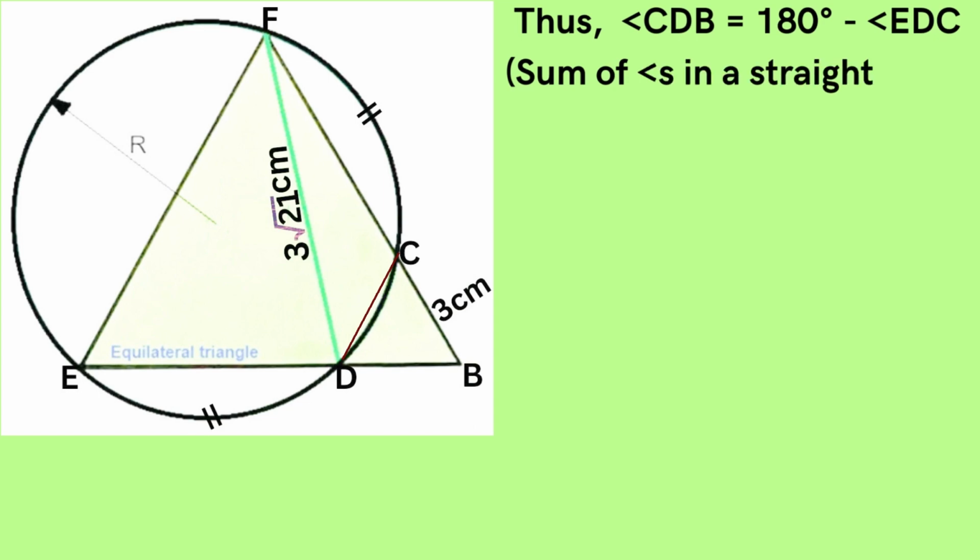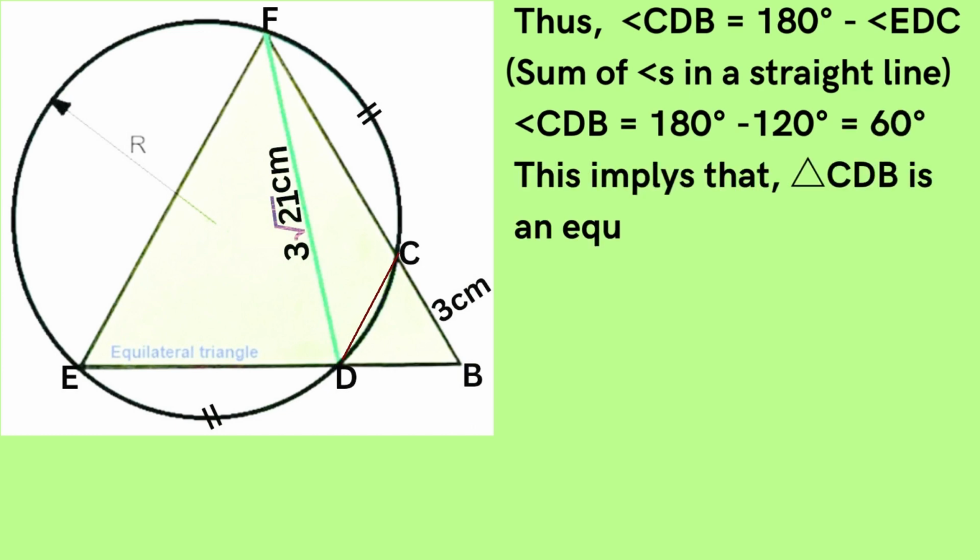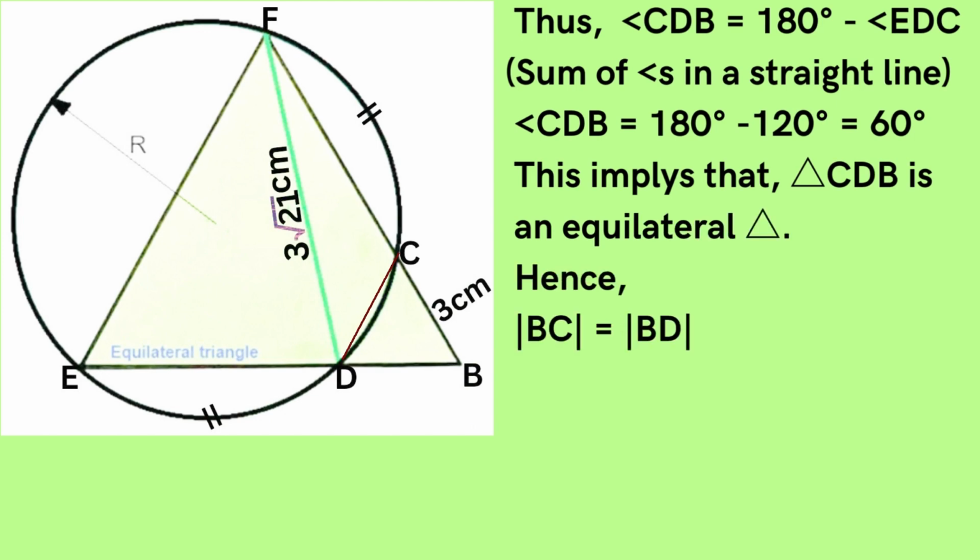Thus, solving for angle CDB, we have it to be equal to 60 degrees. This implies that triangle CDB is an equilateral triangle. All side lengths of this triangle equal 3 centimeters.